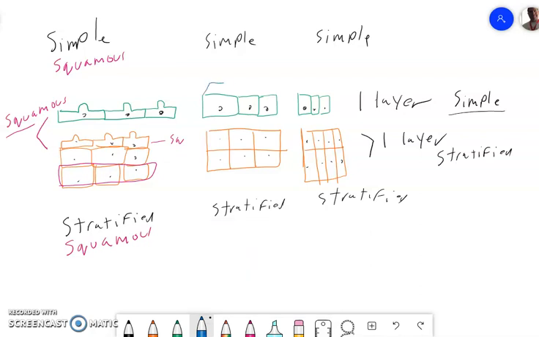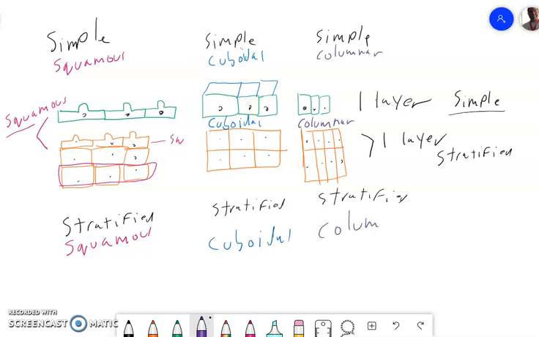Now, these 2 are cube-shaped, so they are called cuboidal. So cuboidal is cube-shaped cells. So this top one would be simple cuboidal. Good save there. And this one would be stratified cuboidal. Now the column-shaped one, the rectangular one is column-shaped, so it would be columnar. So this is simple columnar, and this is stratified columnar.